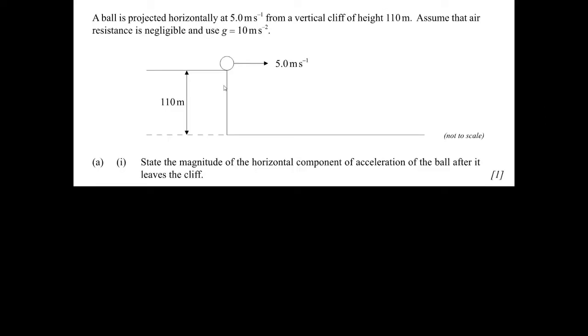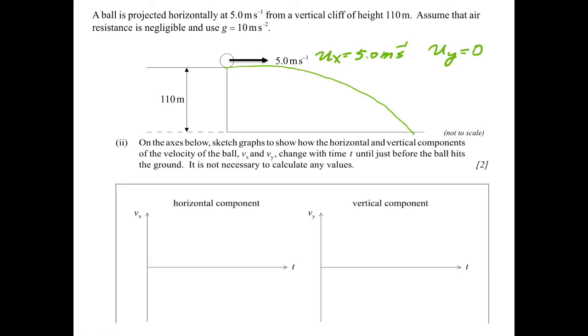The ball is projected horizontally at 5 meters per second from a vertical cliff of height 110 meters. Assume that air resistance is negligible and use g equals 10 meters per second squared. State the magnitude of the horizontal component of acceleration of the ball after it leaves the cliff. The horizontal component of the acceleration equals 0. On the axis below, sketch a graph to show how the horizontal and vertical components of the velocity of the ball, Vx and Vy, change with time t until just before the ball hits the ground. It's not necessary to calculate any values.